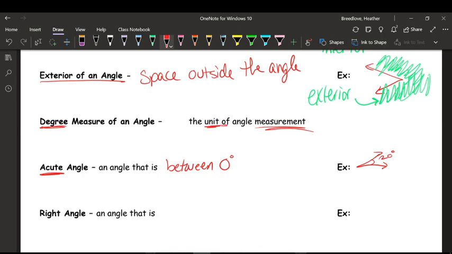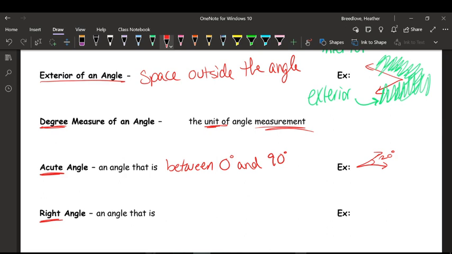0 degrees and 90 degrees. So if you have an angle that's 0 degrees, you don't have an angle, right? Because that's nothing. It's just a line. If you have an angle that's 90 degrees, well, that's a special angle. It's right here. That's a right angle. So anything in between there, tiniest bit greater than 0 or the tiniest bit less than 90, and it's acute.